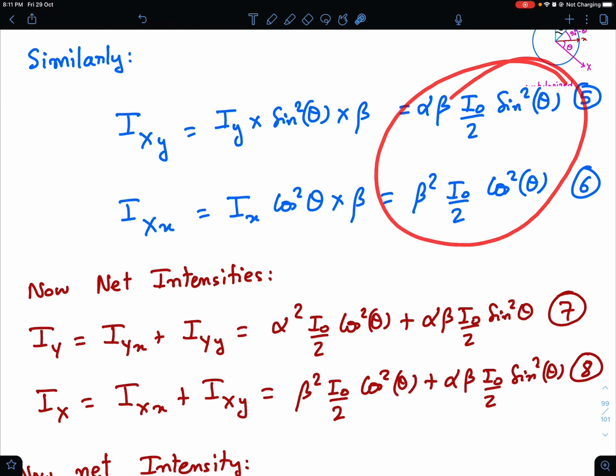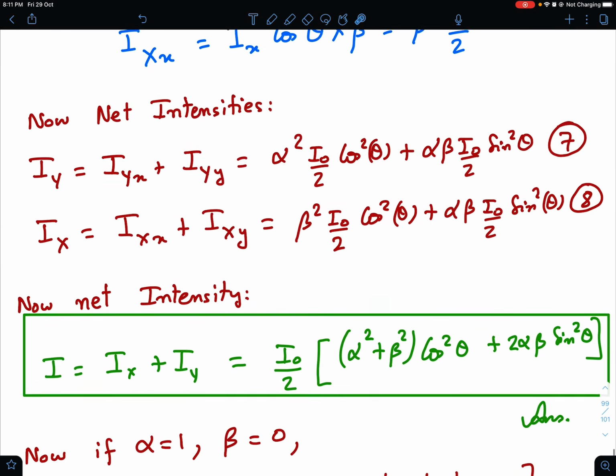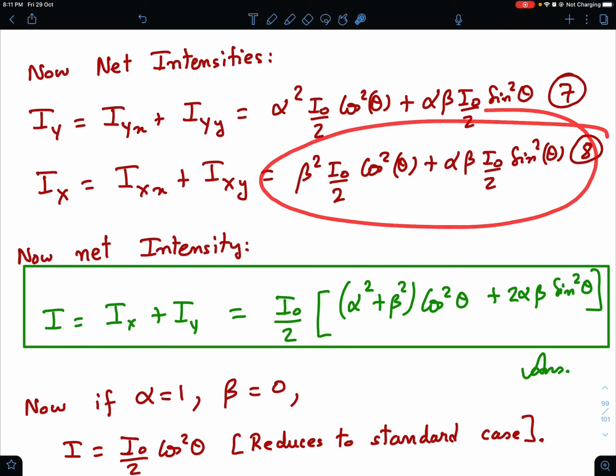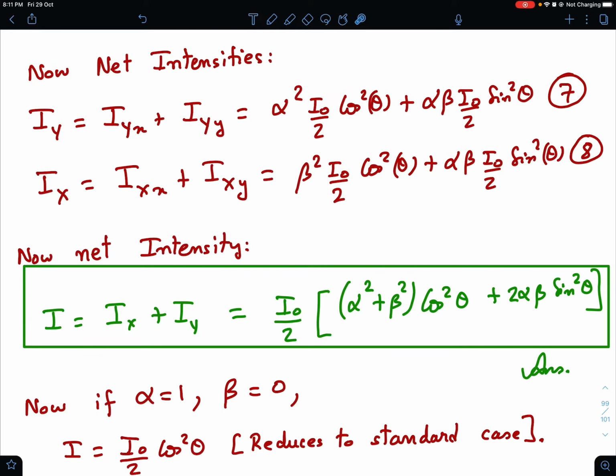So that is this expression. Okay, so addition of these two things. Okay, 5 and 6 I've added, and that's what I've got. Okay, now what is the net intensity? So now you see some energy is coming from capital X, some energy is coming from capital Y. So what is the total energy coming? You should simply add them up. So net intensity is simply I capital X plus I capital Y, which comes out to be this expression.